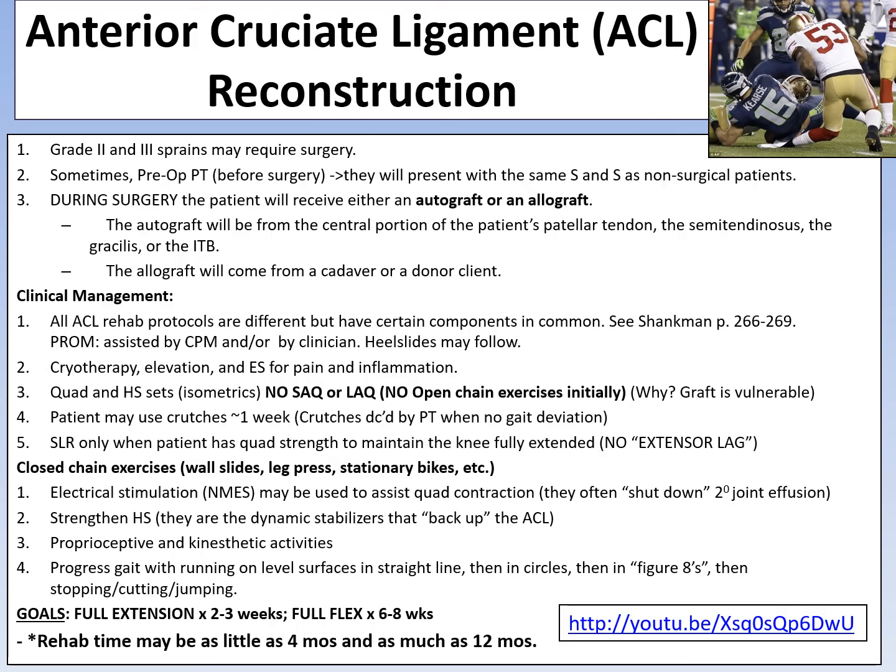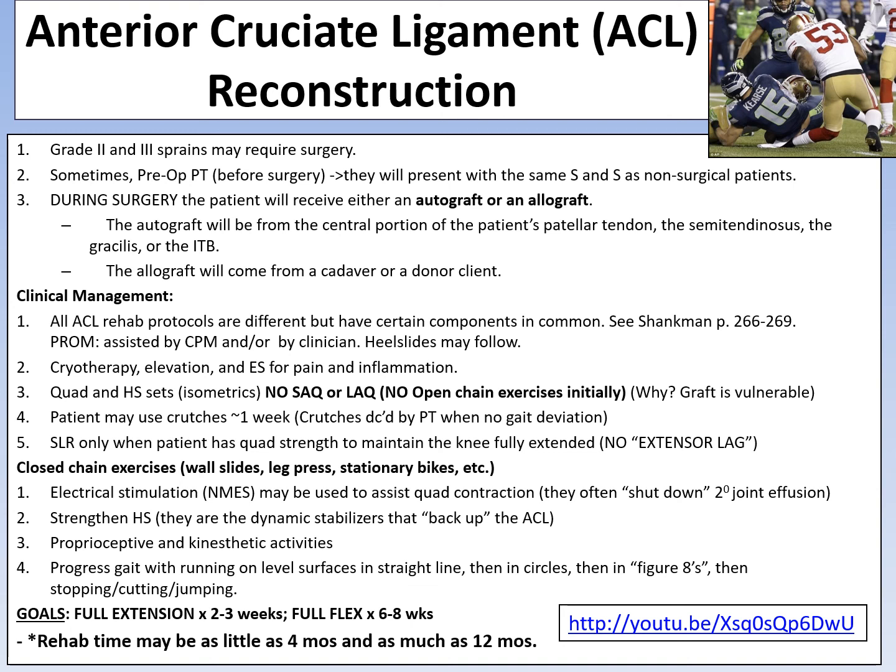You can view the video showing how an anterior cruciate ligament reconstruction is performed through arthroscopic surgery. Surgery can be an intervention for either a grade 2 or grade 3 sprain. And when they do surgery, they can either use an autograft or an allograft. Autograft is where they are going to take a portion of another tendon, of that patient's own tendon. A lot of times it can be part of the patellar tendon or part of the hamstrings. And then an allograft actually comes from a cadaver.